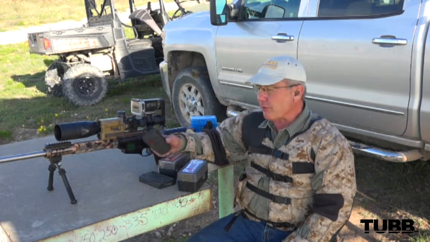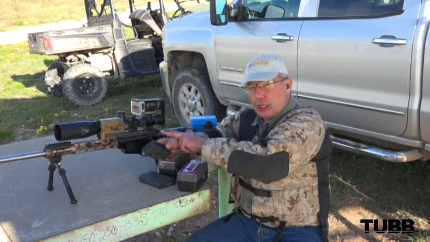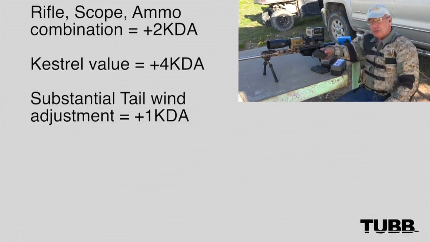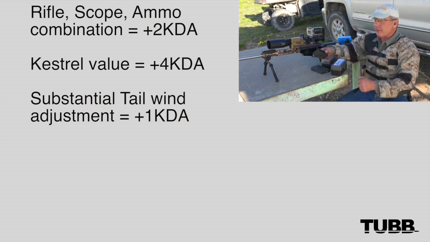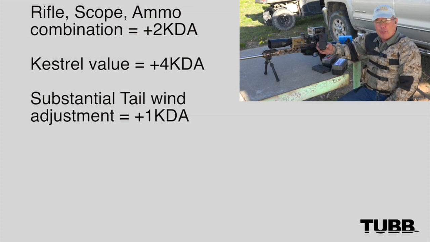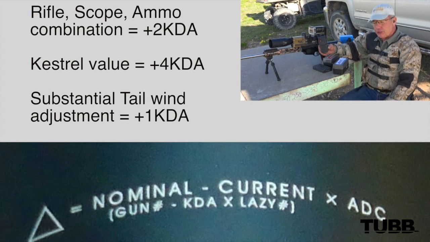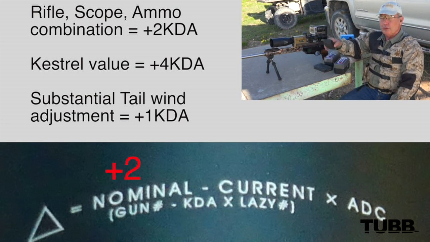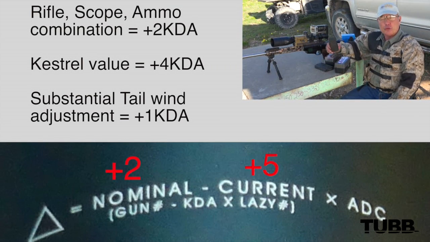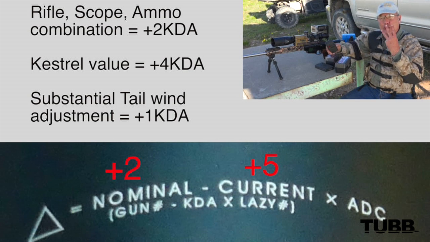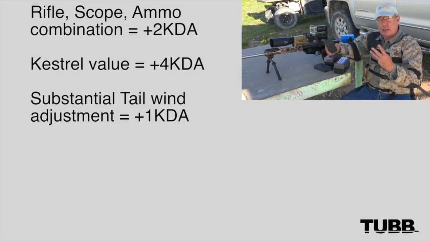So all my factoring today will be, I have a 2K gun, rifle, ammo, scope combo, and I'm shooting in a 5. So if you look on the back of the scope, it says the delta, or the distance, is the nominal of 2 minus the current of 5. So 2 minus 5 is minus 3. So we'd be working in factors of minus 3 today.